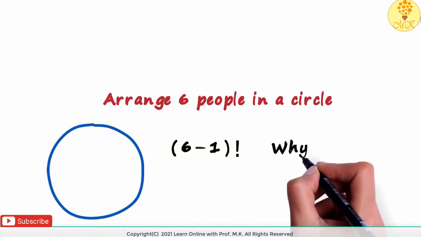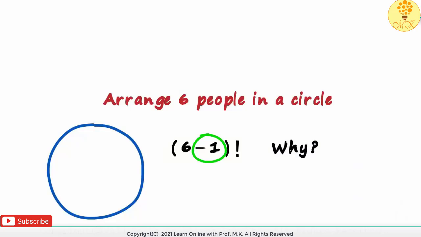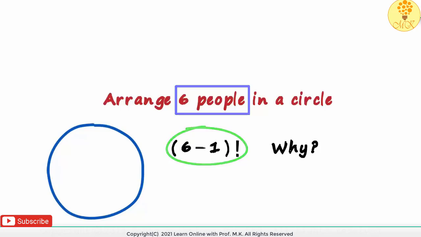But why? Why do we subtract a 1? And this is exactly what most don't know. And most of us won't even try to understand it. Because it's a simple formula, n people around a circular table can be arranged in n minus 1 factorial ways.